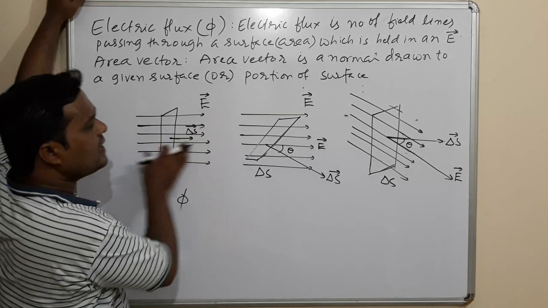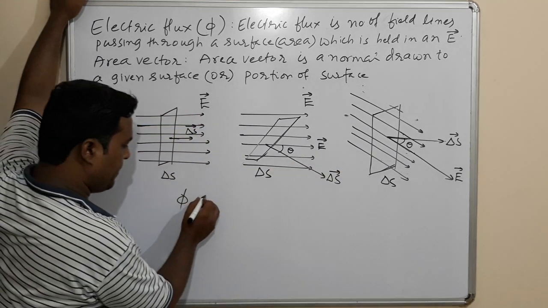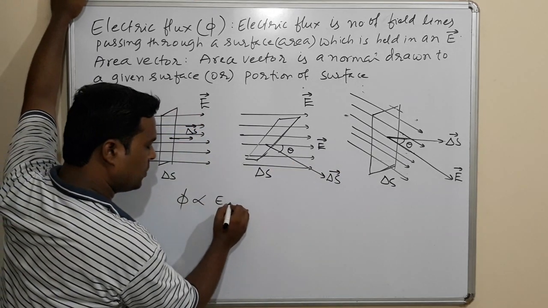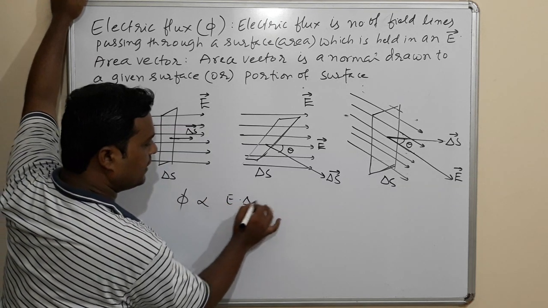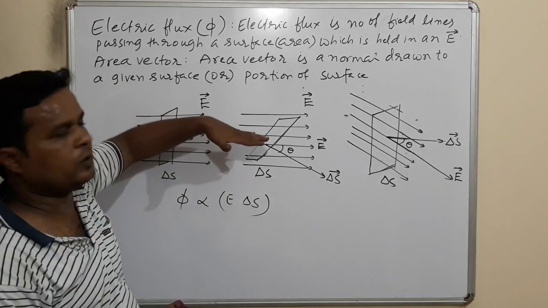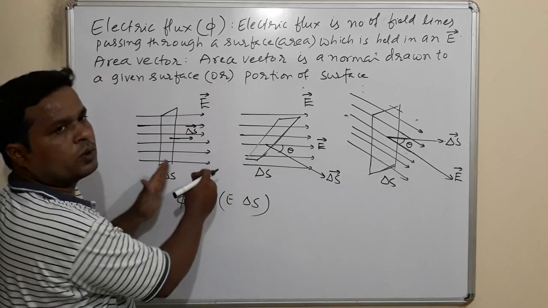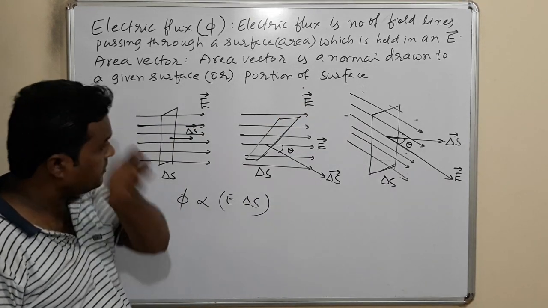That means how many lines will pass through this surface depends on E into dS, or is proportional to E delta S. If E is more, the number of lines will be more. If delta S is more, then also the number of lines passing through the surface will be more.